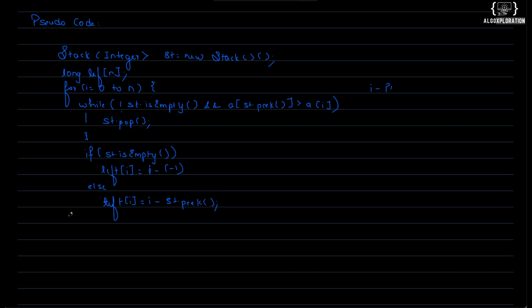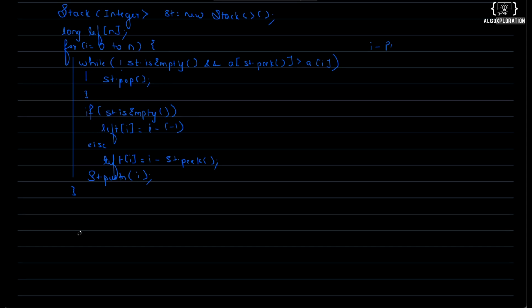Okay, now don't forget that every time you need to push that index into that stack. So st dot push I. That's it. We are done. We are done with creating the left array. Now see, now I want to create the right array as well. Over there this stack should be empty. So I'll call this function stack clear. So it will clear all the elements present inside the stack.